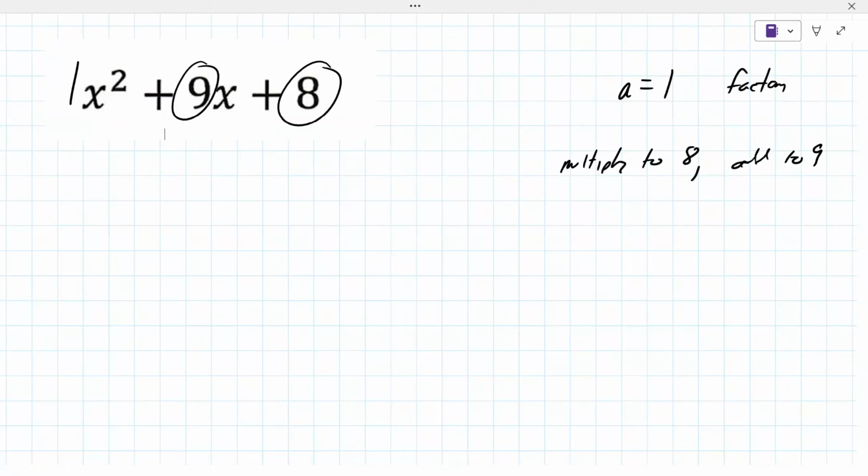8 and 1. Okay. So it becomes x plus 8, x plus 1. And the order doesn't matter. If you like x plus 1, x plus 8.